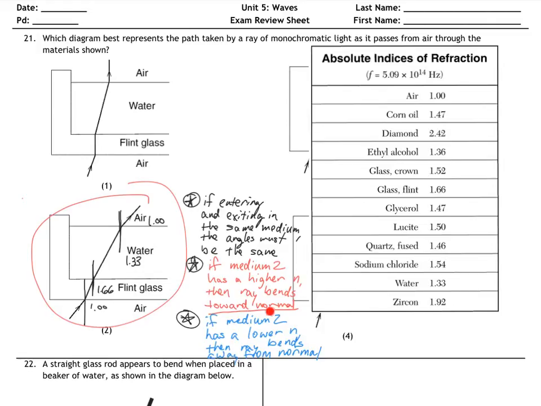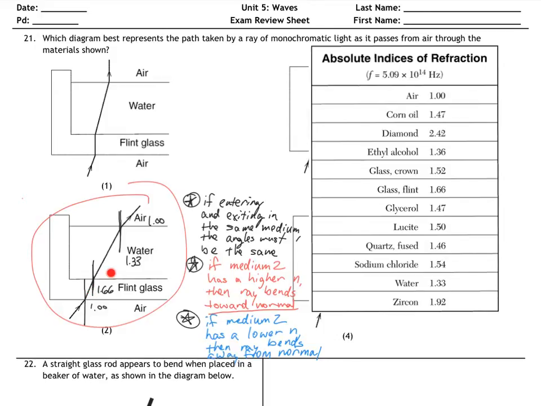So that means that we need to be bending towards the normal. And you can see that that's true. This represents the angle between the normal and the incident ray, but right here you can see that the angle is in fact smaller than that. So we bend towards the normal.